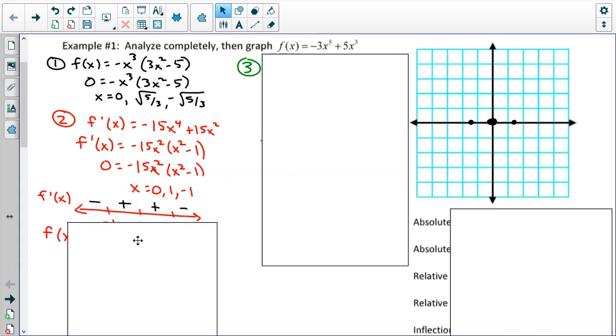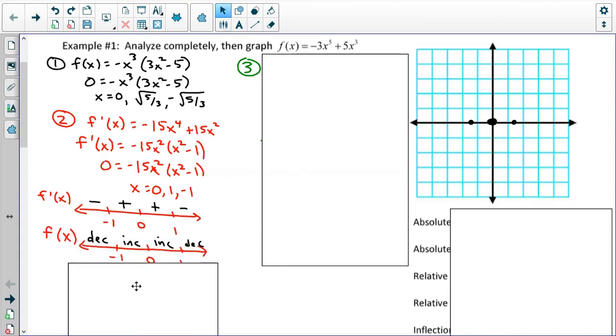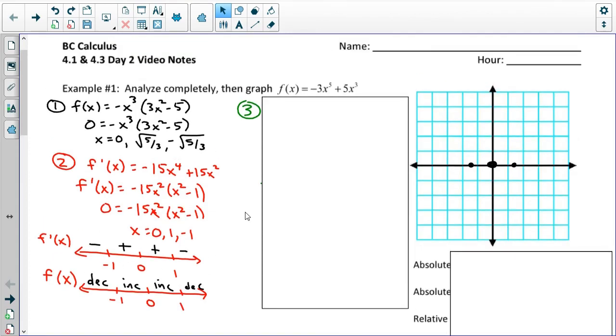So if I take a look at a sign chart for f prime of x, and I substitute in values to the left of negative 1, between negative 1 and 0, between 0 and 1, and to the right of 1, I get these values in the derivative, which means that my function is decreasing to the left of negative 1 and to the right of positive 1 and increasing in between. While at 0, we're neither increasing nor decreasing, but we kind of go from increasing to increasing again. And so let's take a look at what that would look like graphically.